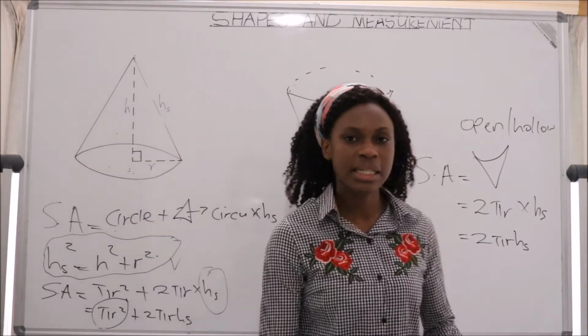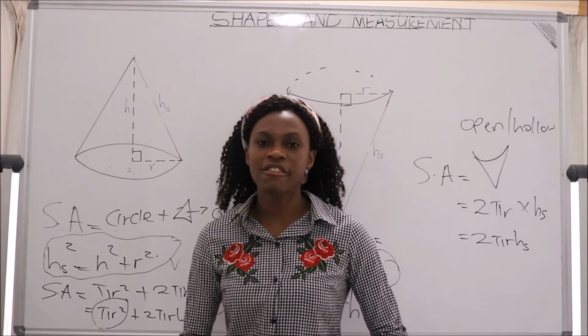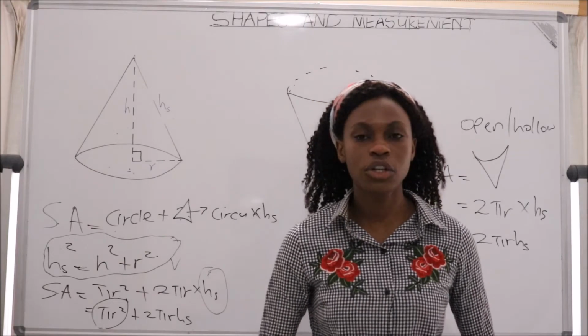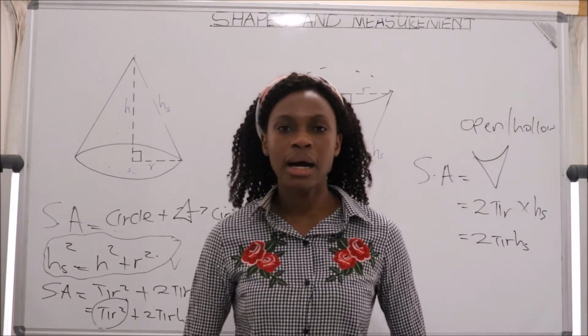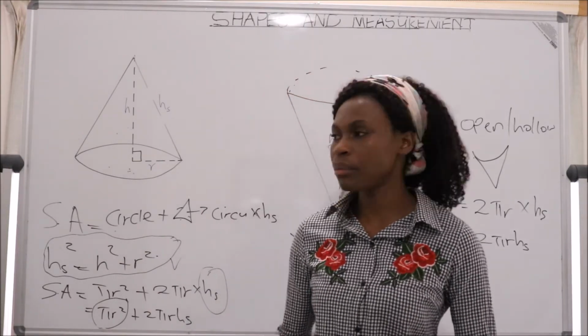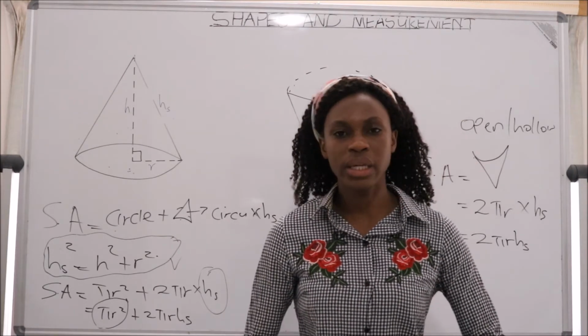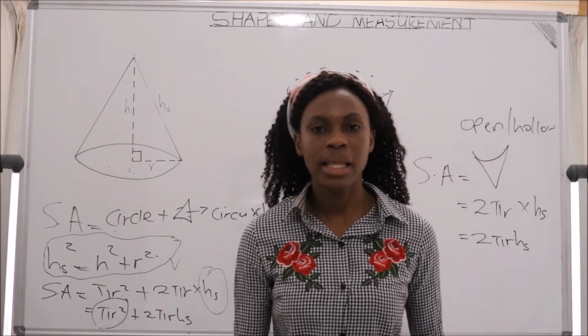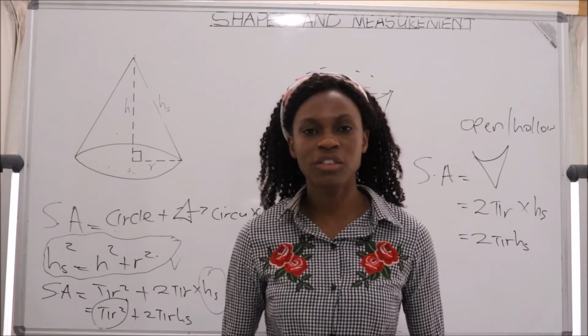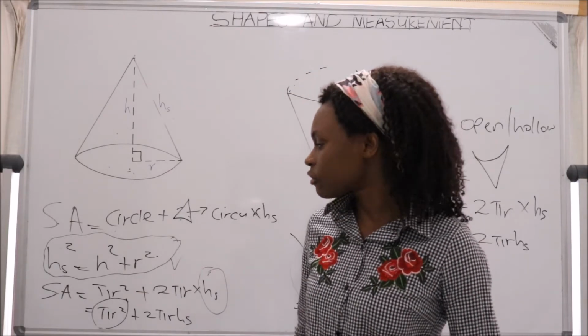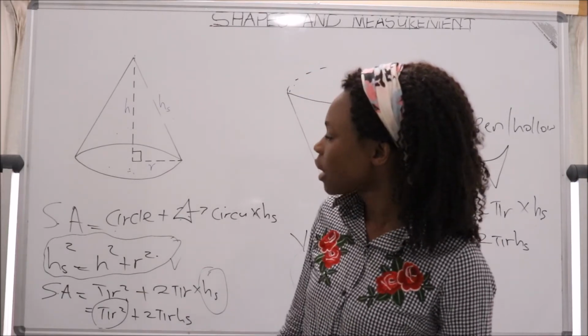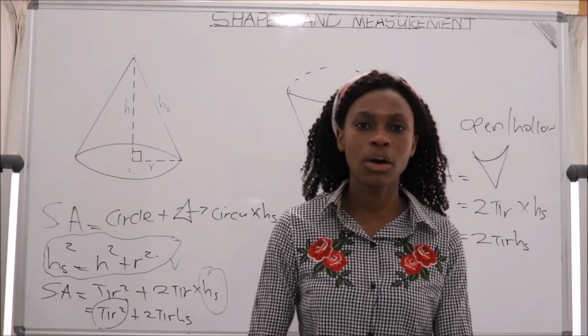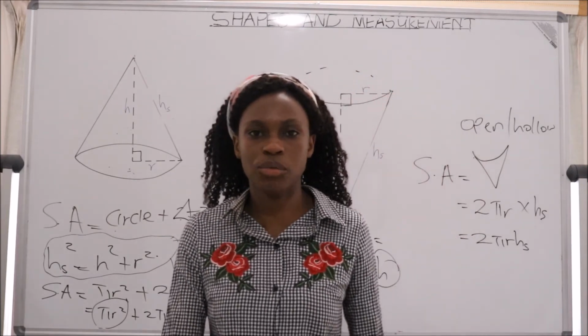I hope you guys understand this lesson, and to understand even more, please tune in for our next video, because we will be doing an example that includes both the sphere and the cone in one example. That will just give you an idea, because in most of the questions that arise from shapes and measurement, when they are asking about a cone, they also include the sphere in the very same question.